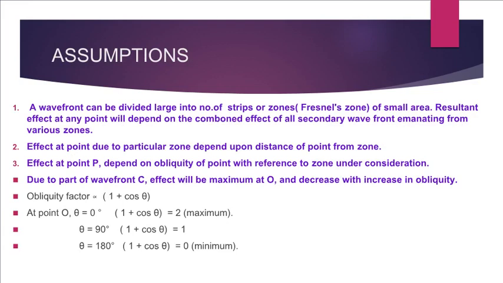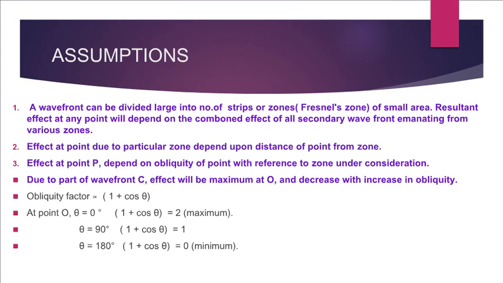The resultant effect at any point will depend on the combined effect of all secondary wavefronts emanating from various zones. The effect at a point due to a particular zone depends upon the distance of the point from the zone. The effect at point P depends on the obliquity of the point with reference to the zone under consideration. Due to part of wavefront C, the effect will be maximum at O, and decrease with increase in obliquity.